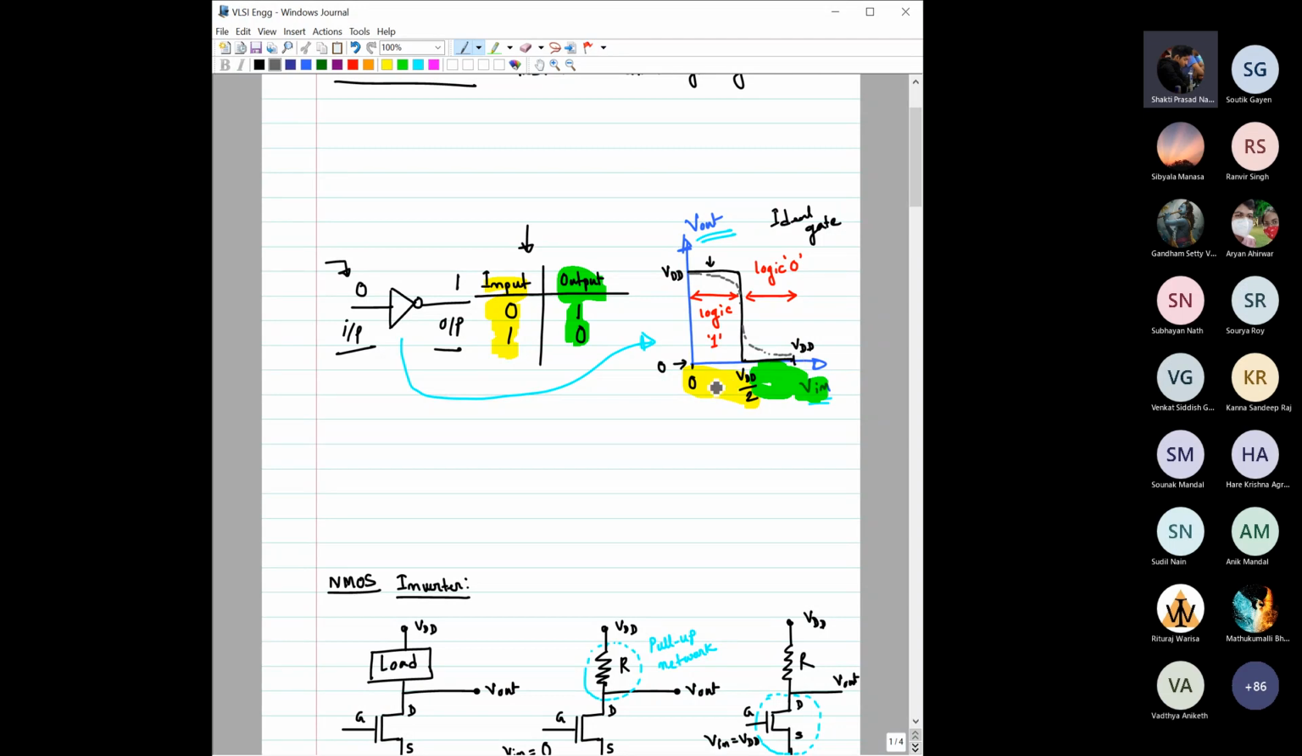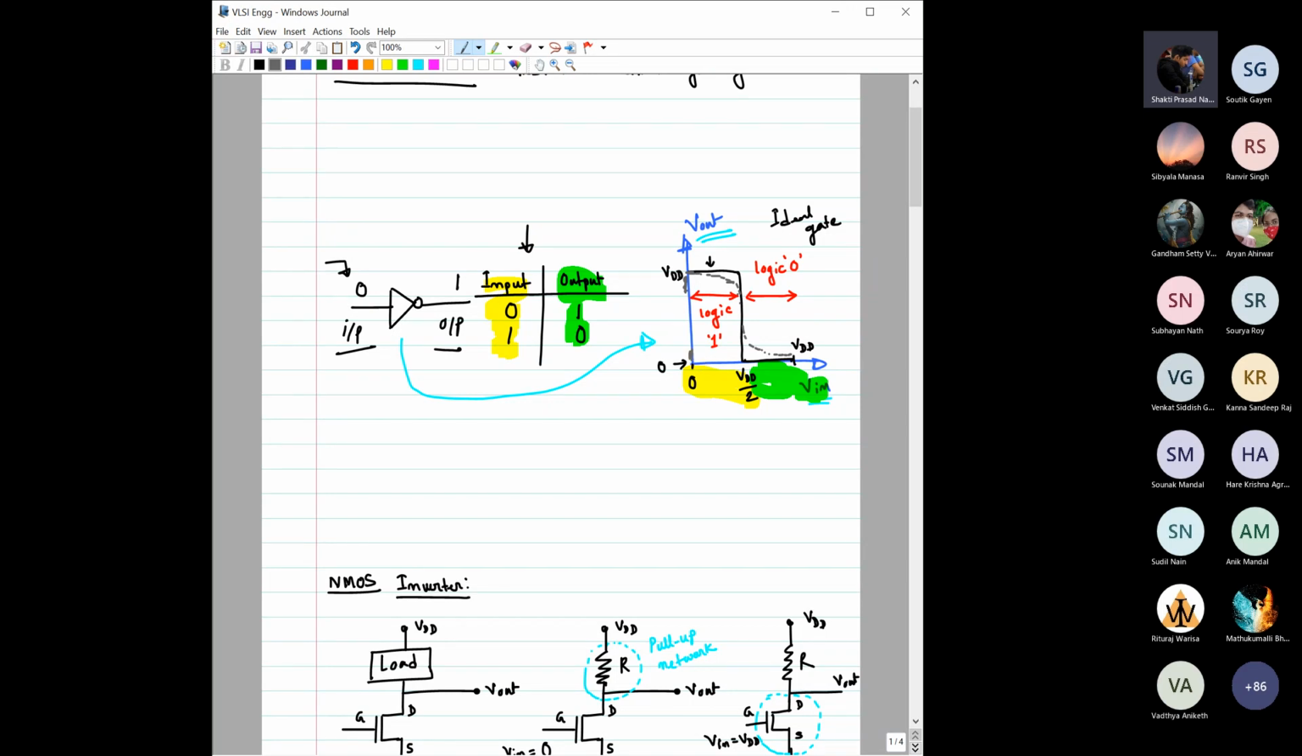Okay, we will get some characteristics like this. There we will also see that we have to define some voltage in terms of output. We have to say that this range of voltage, this output voltage, will represent logic 1.